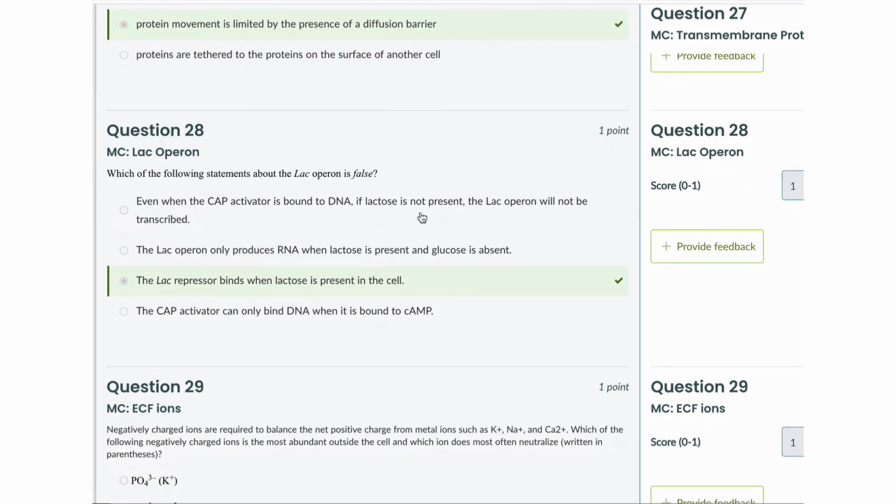The lac operon, question 28. Which of the following statements about the lac operon is false? Lac repressor binds when lactose is present in the cell. That is false. When lactose is present in the cell, it binds the repressor, removing it from the promoter so that we can transcribe the lac operon, which produces enzymes that, among other things, can break down lactose.